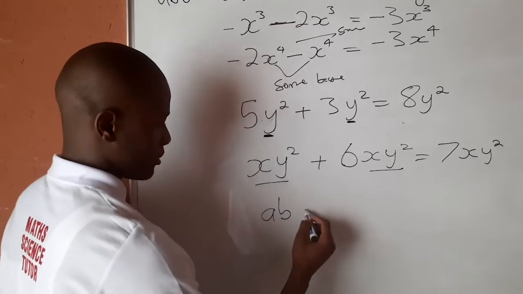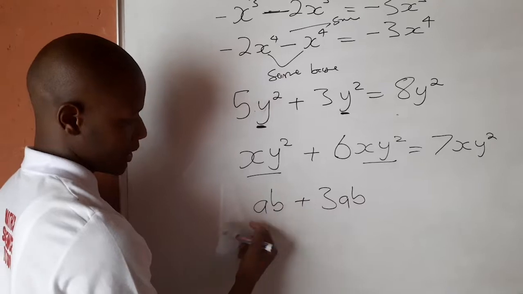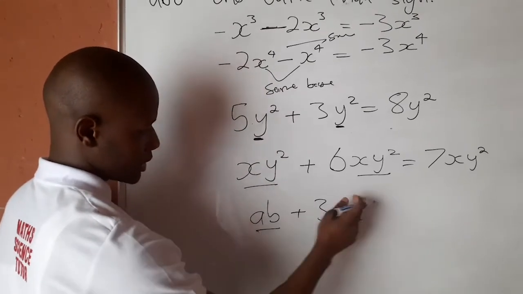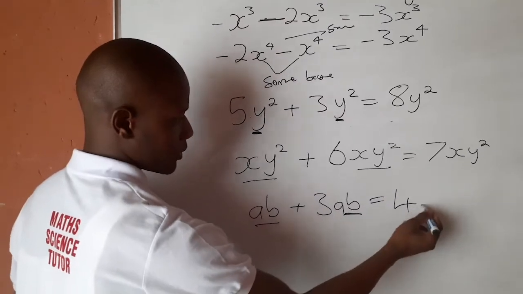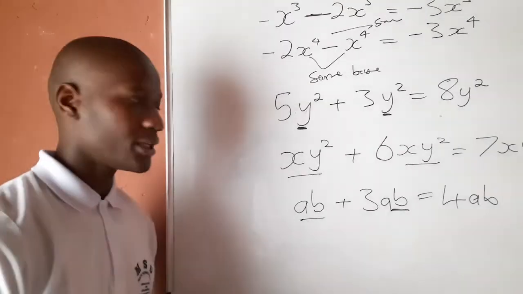Another example, add ab plus 3ab. We have the same base and exponents, so it is going to be 4ab. So when the signs are the same, you must add and take that sign.